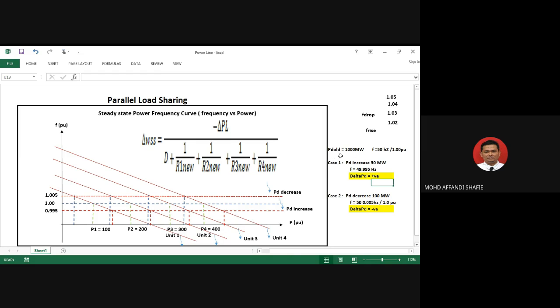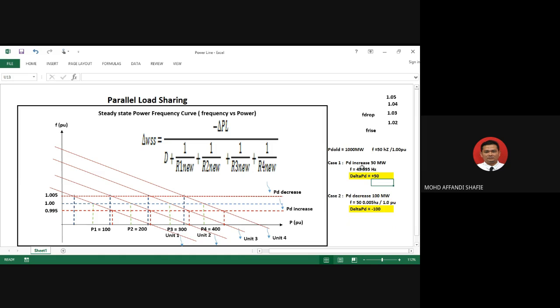Okay, contoh, for example, kalau PD0 ni adalah load demand yang asal 1000 megawatt. Katakan dia increase sebanyak 50 megawatt, maksud dia you akan dapat plus 50 megawatt lah. Betul tak? Katakan PD decrease 100 megawatt, maksud sekarang ni nilai kamu ni dia akan dapat apa? Minus 100. Yang ni you akan dapat positif 50.